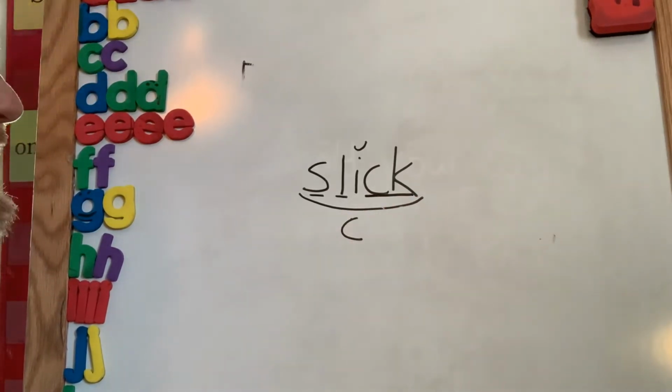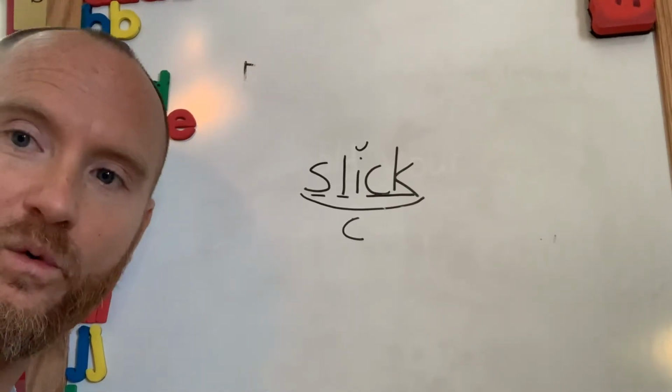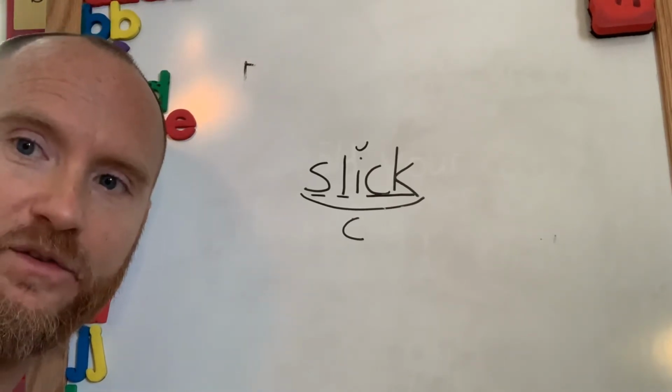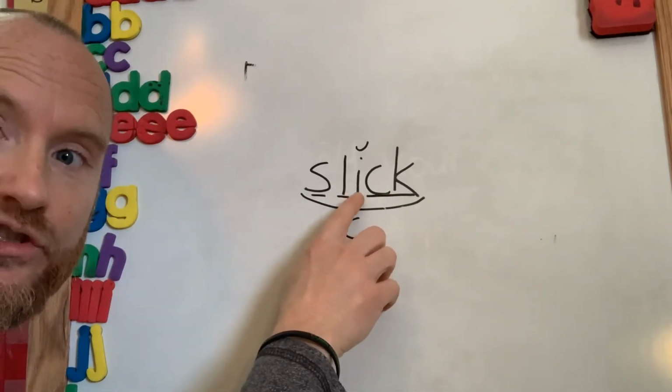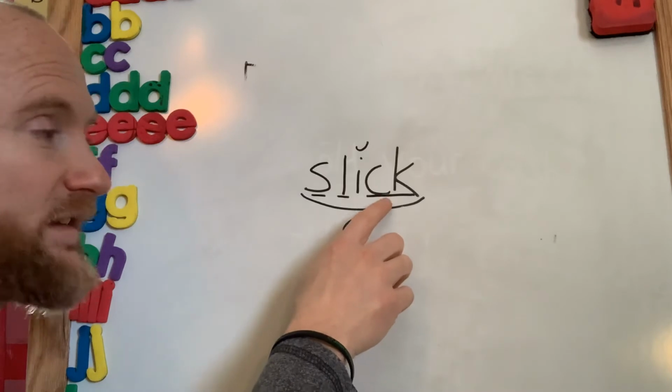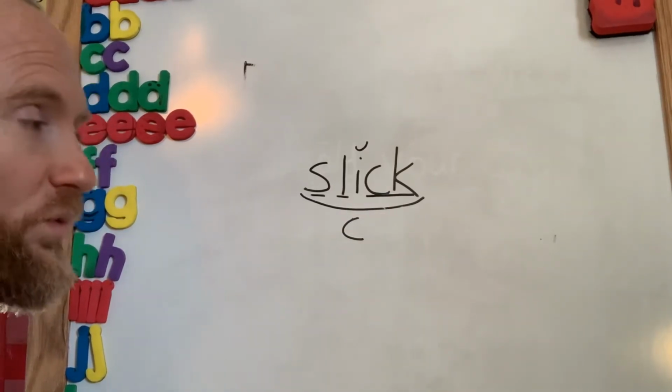And then we had a digraph at the end. CK, friends, remember CK always comes after a short vowel sound if it's at the end of a word. If it comes right after a short vowel sound and goes at the end of the word, it's going to be a CK in a one syllable word, okay? All right, let's try another one.